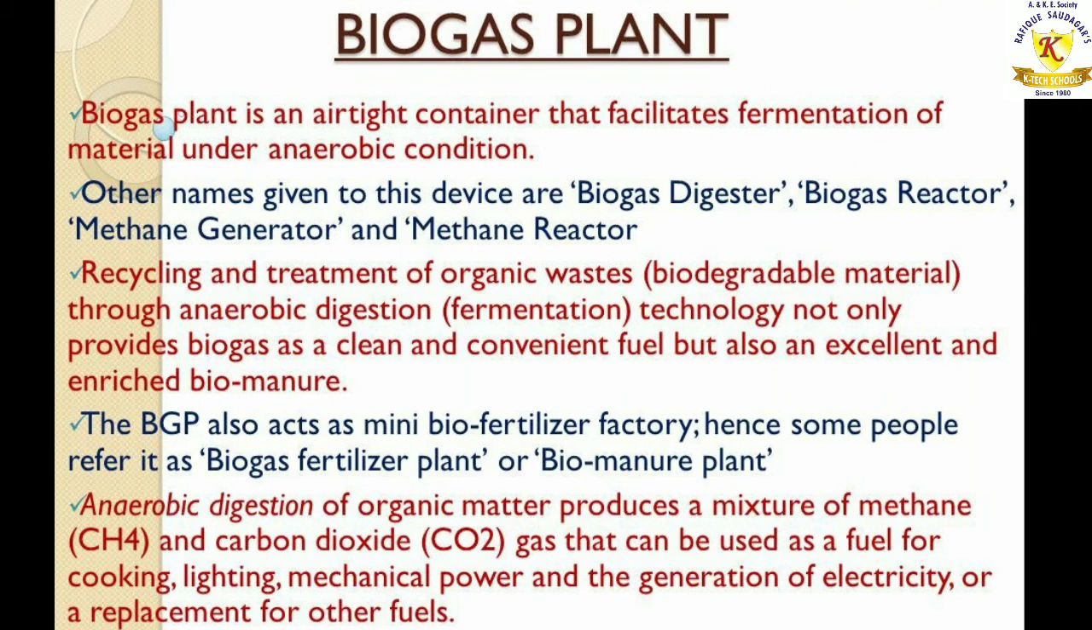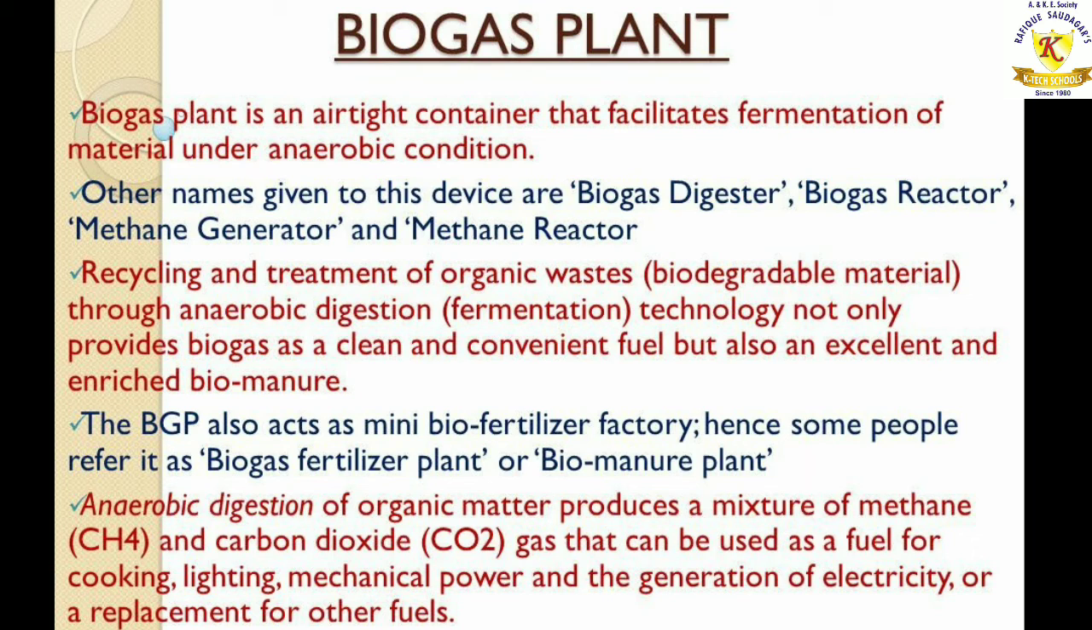Now what is a biogas plant? A biogas plant is an airtight container that facilitates fermentation of material under anaerobic conditions. Other names given to this device are biogas digester, biogas reactor, methane generator, and methane reactor.